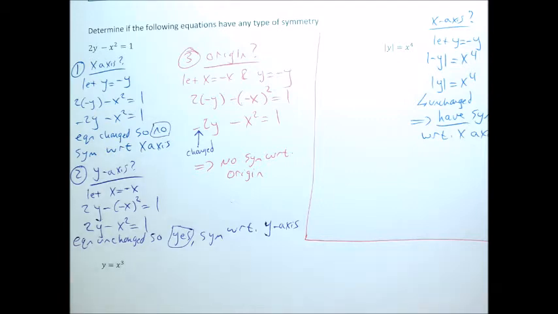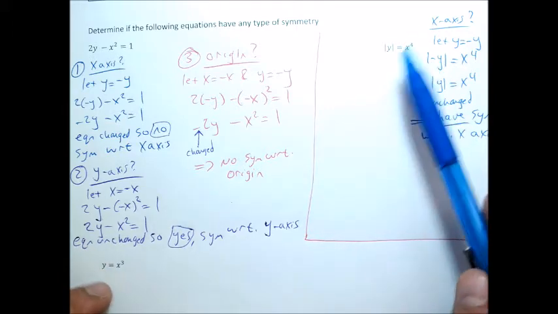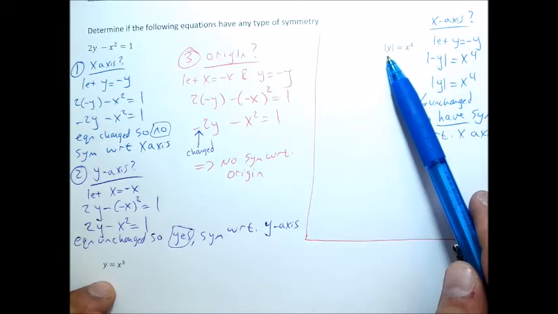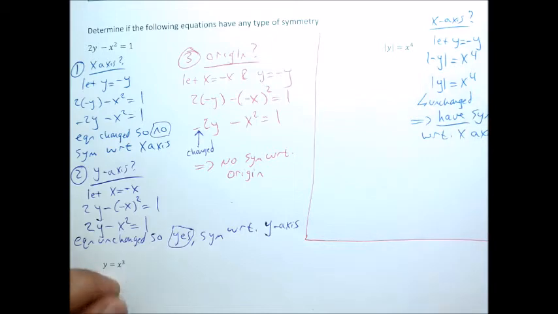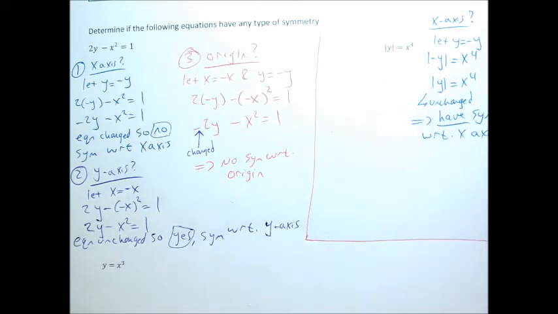And so another moral is not just even powers make things positive, absolute values make things positive too. So things with absolute values around them, you'll often see have one type of symmetry, one or the other.